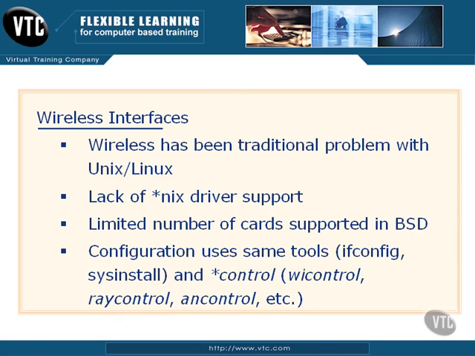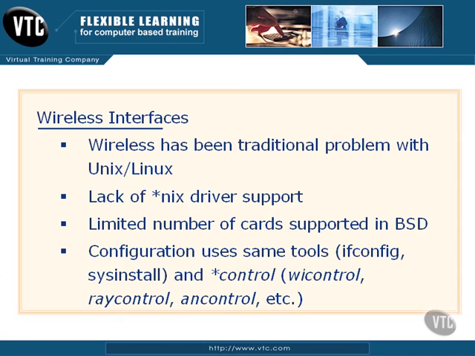Since we're talking about network interfaces, it's only appropriate that we at least address wireless interfaces in Unix. Now, wireless itself is a fairly mature technology. It's been around for several years, so a lot of the bugs that were present early on in wireless have worked themselves out over time, such as security, speed, and so forth.